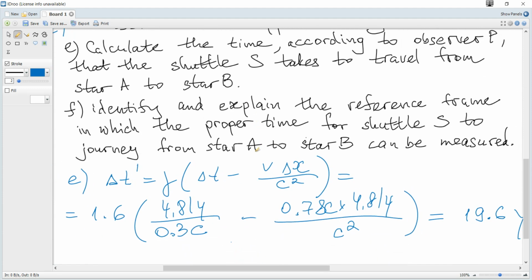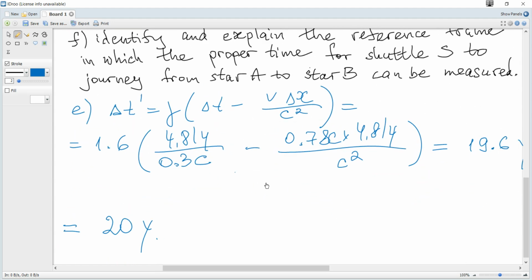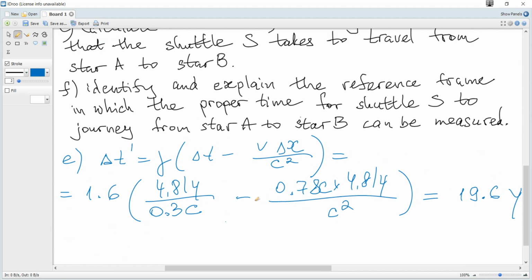And the last question: identify and explain the reference frame in which the proper time for shuttle S to journey from star A to star B can be measured. The shuttle measures proper time as the events occur at the same place. And that's all for this question.